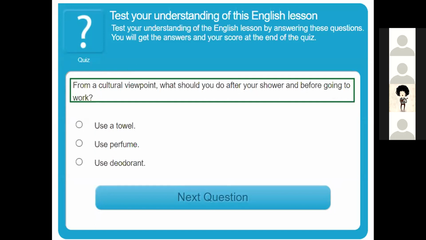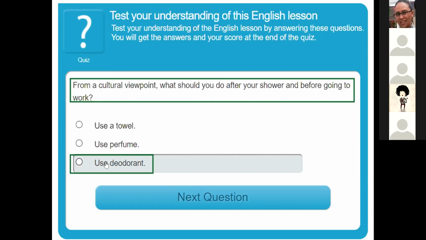Dice desde un punto de vista cultural. En el caso, digamos que cultural de convivencia social sería en este caso. Okay, let's see. Yes, Muffer says use deodorant. Okay, that's the answer. We need to use deodorant. Necesitamos usar desodorante antes de salir al trabajo, cuando nos duchamos, tal vez para evitar, digamos, si es que vamos en algún lugar cerrado, en un bus, tal vez malos olores y así.